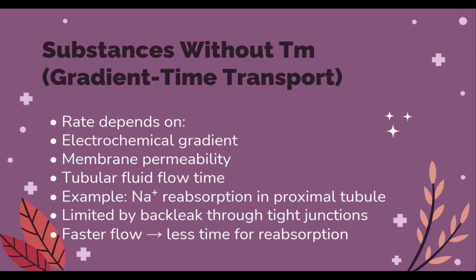For substances without a Tm, the rate depends on the electrochemical gradient, membrane permeability, and tubular fluid flow time. An example is sodium reabsorption in the proximal tubule. This is limited by the back leak through tight junctions. When there is faster flow, there is less time for reabsorption.